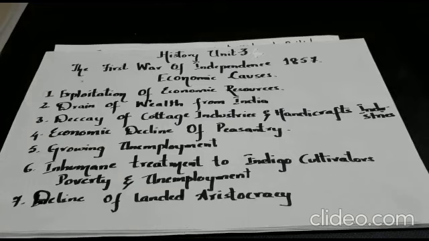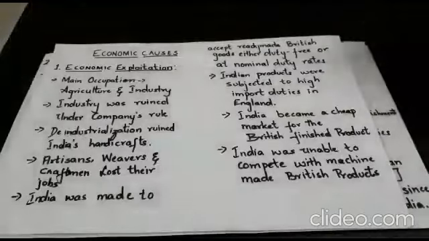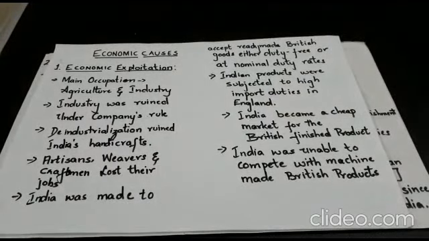Well, today we shall see in Unit 3 how the economic factors led to the revolt of 1857. The first cause under this is economic exploitation. The main occupation of the Indians was agriculture and industries. Industry was ruined under the company's rule.